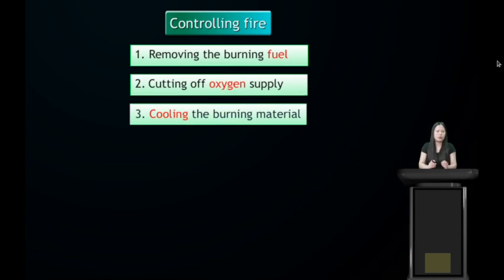Now we will discuss how to control fire. So how do we control fire? We have already learned the essential components for combustion to take place. So we can control fire by removing any one of the essential components, that may be fuel, oxygen, or heat. We have seen that we can use water to control fire.